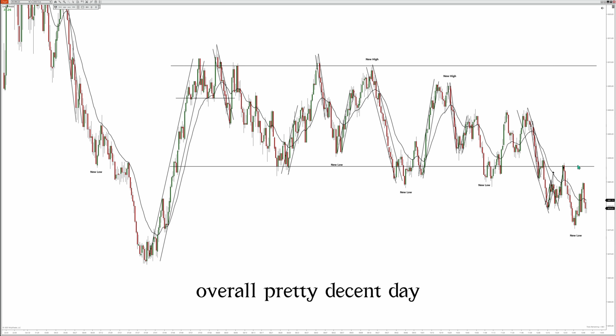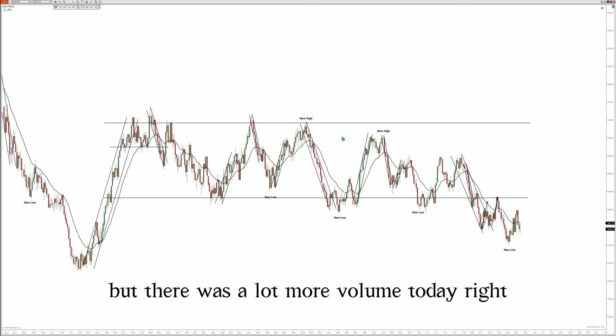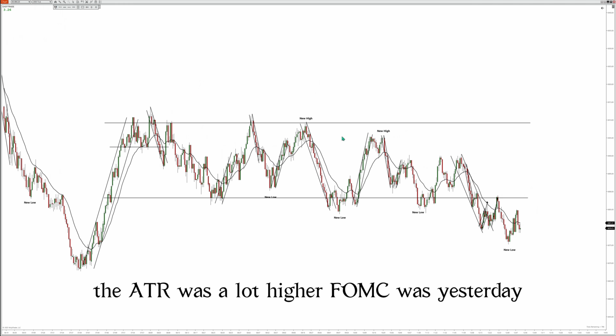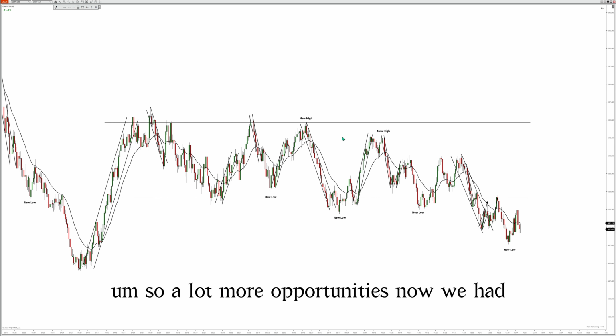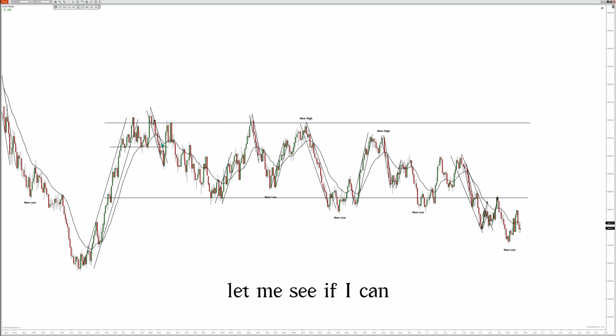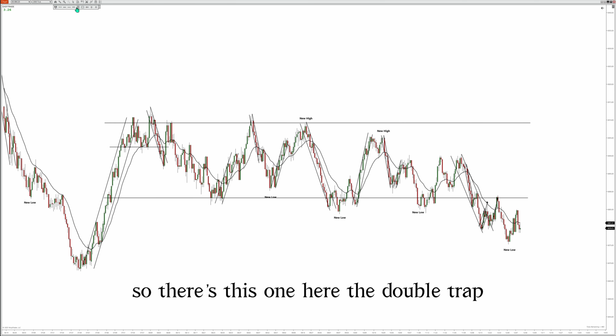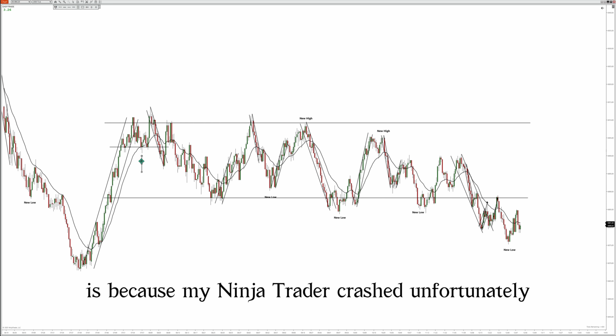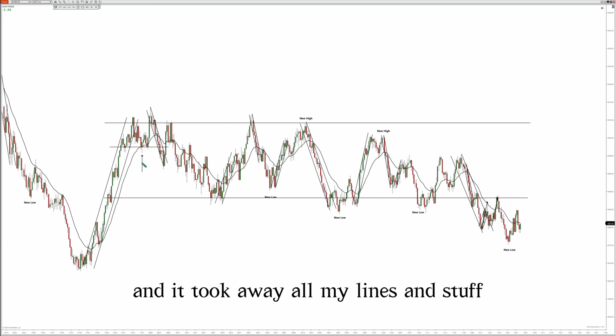Overall, pretty decent day. Looks like a trading range, but there was a lot more volume today, right? The ATR was a lot higher. FOMC was yesterday, so a lot more opportunities. So there's this one here, the double trap. The reason these lines are gone is because my NinjaTrader crashed, unfortunately, and it took away all my lines and stuff.